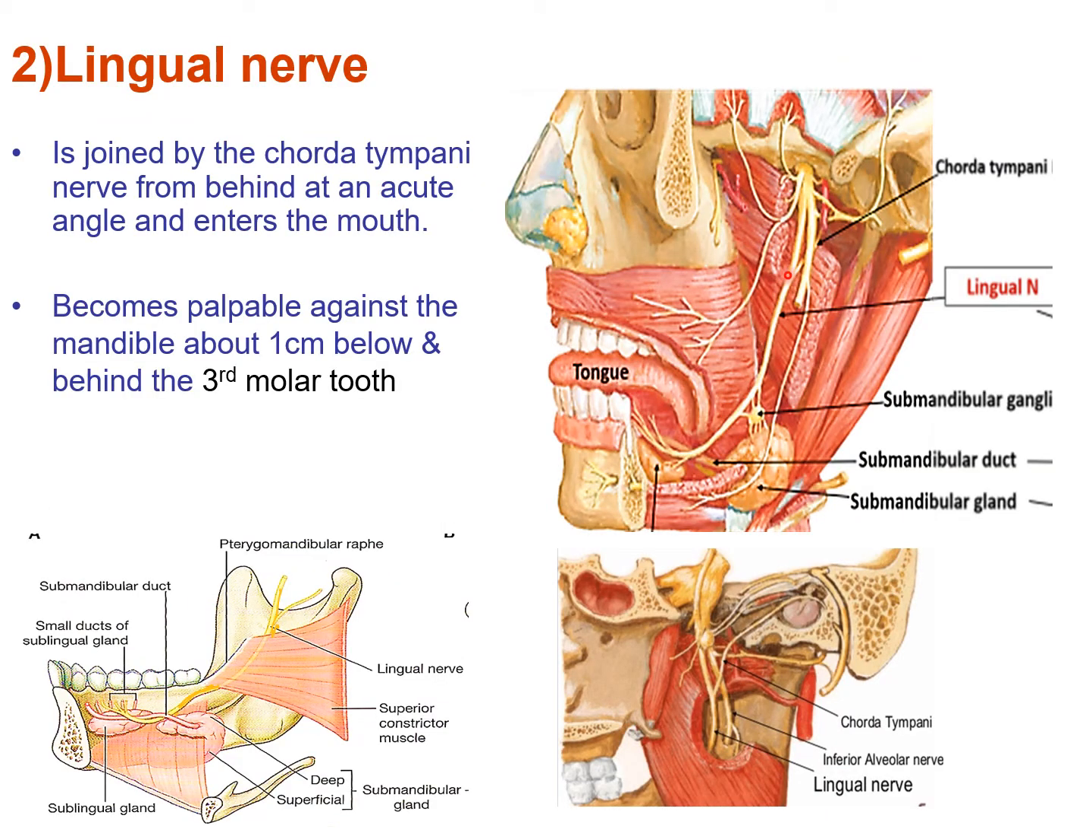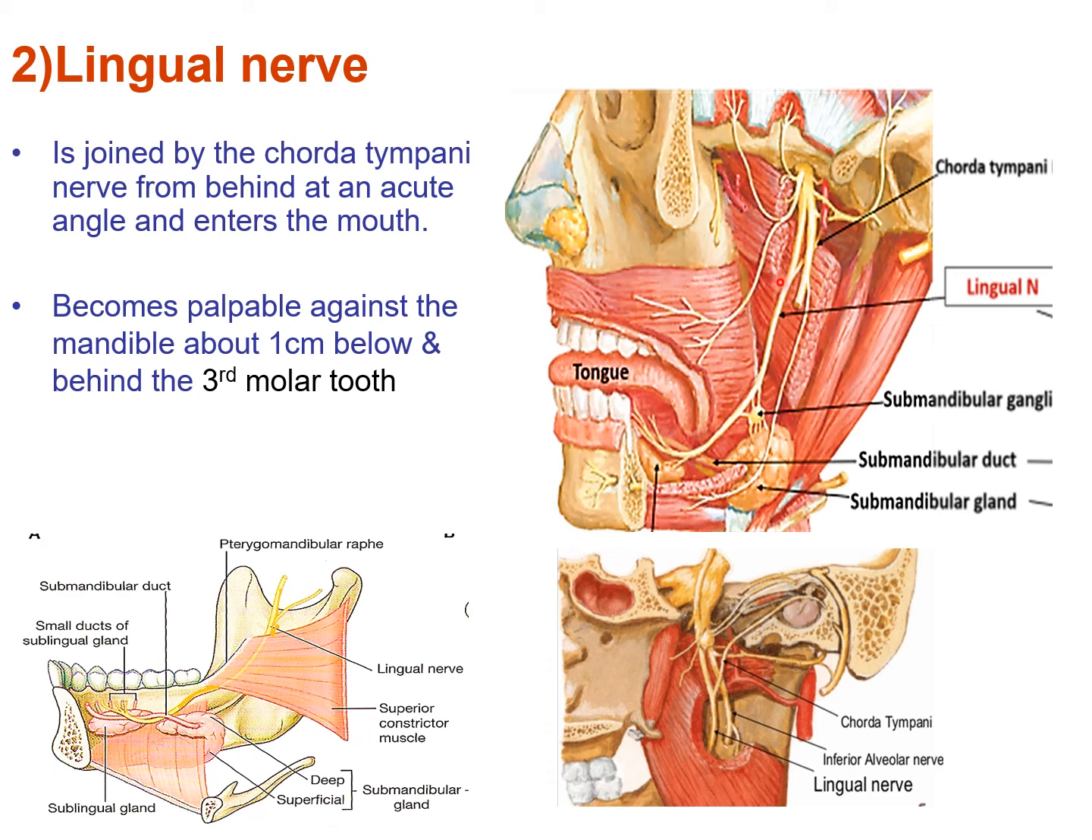Talking about the lingual nerve, the lingual nerve arises from the posterior division of the mandibular nerve. It lies in front of the inferior alveolar nerve between the lateral pterygoid muscle and the tensor veli palatini. The lingual nerve is joined by the chorda tympani nerve from behind at an acute angle. If we see here, this is the chorda tympani nerve and it is joining this lingual nerve at an acute angle from behind. The nerve then passes downwards.